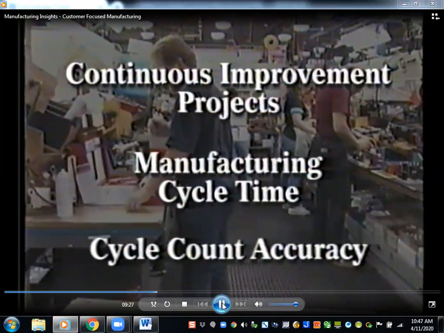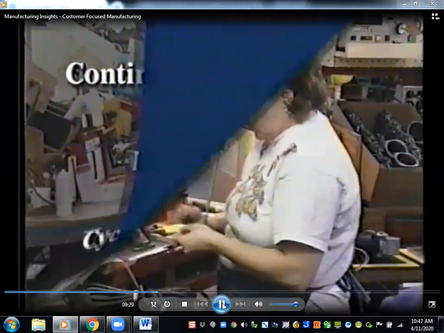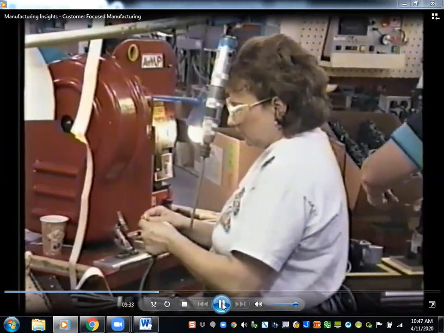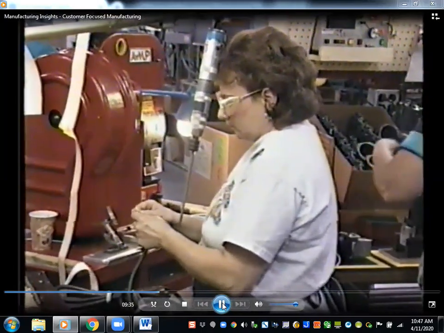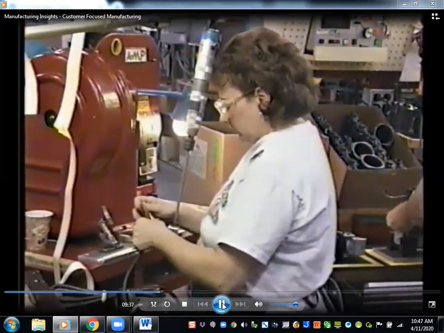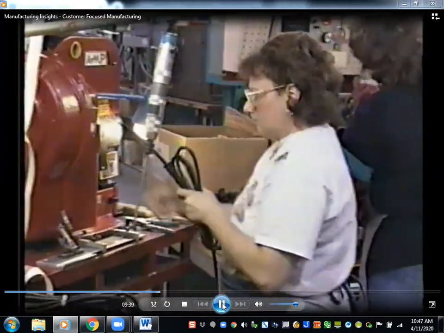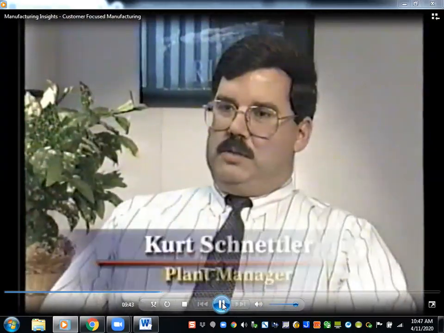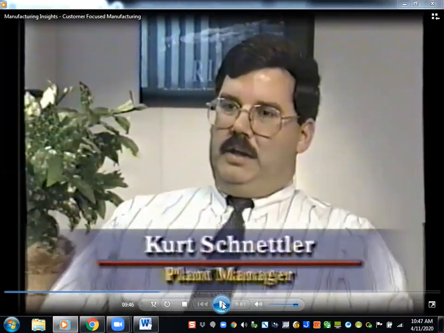Count accuracy. Getting a cell up and running is only the first step. The real proof of a cell's success is the cell member's ability to continuously improve performance, even if only in small ways. Most important part of cellular manufacturing. So this is very, very important.